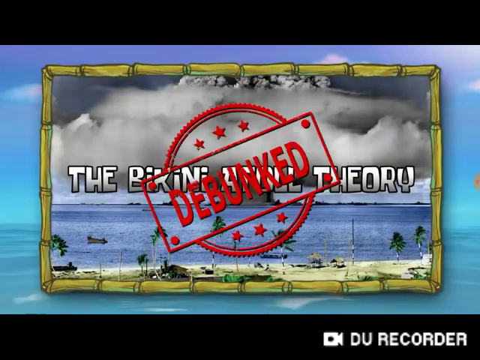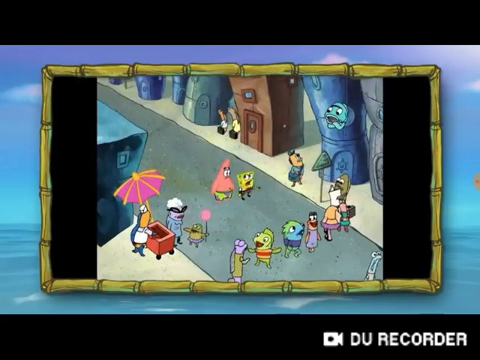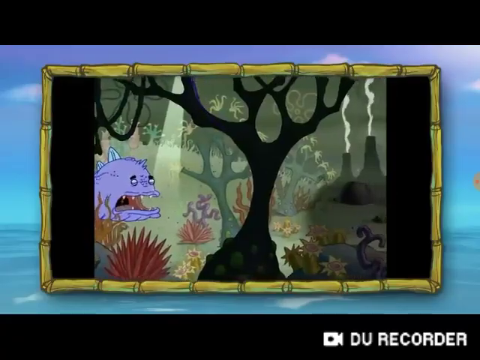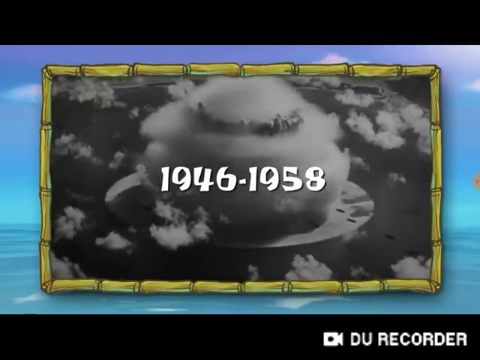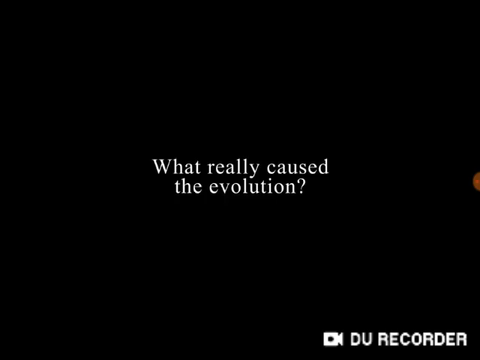Well, unfortunately, I think the only conclusion is that the Bikini Atoll theory just isn't true. I mean, clearly something has caused Bikini Bottom citizens to be uniquely evolved, there's no denying that. But whatever caused it took place millions of years ago and couldn't have been the Bikini Atoll nuclear tests. Then, what really caused the evolution?